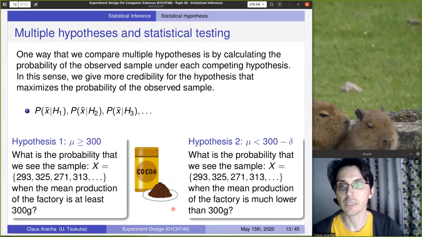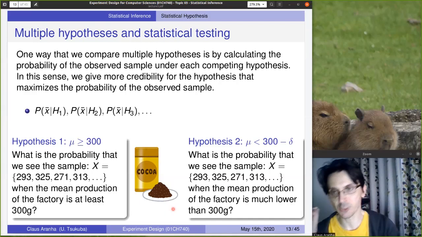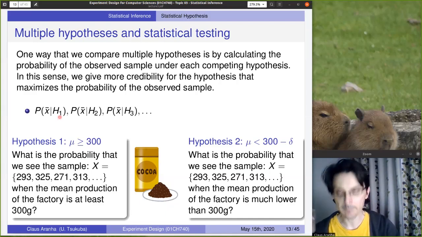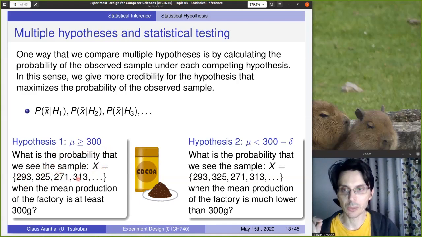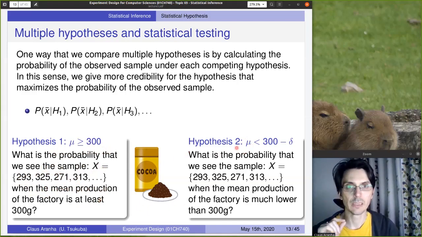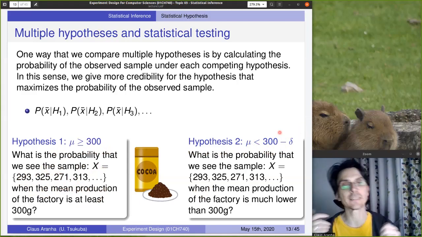Okay, so let's think about two hypotheses. Hypothesis one: the mean of the production is equal to or more than 300. This implies the following question: what is the probability that we see this sample, X: 293, 325, 271, 313, when the mean production of the factory is at least 300 grams? Now think about hypothesis two: the mean of the population is less than 300, and let's add this minus delta. We said a few slides ago that we are interested in samples that are much less than 300.